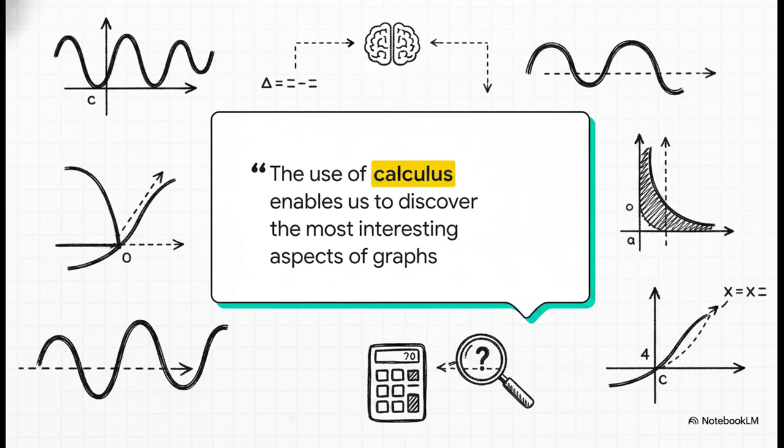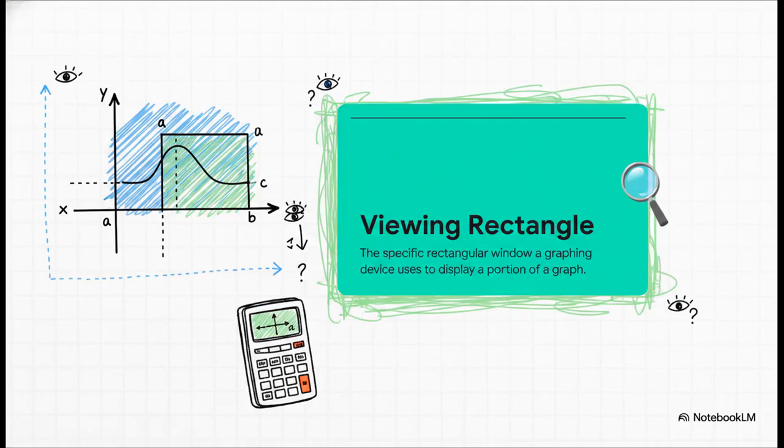a faulty visualization. To understand why machines lie to us, we first have to understand how they actually see the world. A graphing device doesn't see the whole infinite expanse of the Cartesian plane. Not at all. It only sees a tiny, restricted peephole. This peephole is called the viewing rectangle. You can think of it as a strict mathematical box. It's the set of points (x, y) where x ranges from a minimum a to a maximum b, and y ranges from a minimum c to a maximum d. Everything outside that strict boundary is completely invisible to the machine. It simply doesn't exist in that moment.